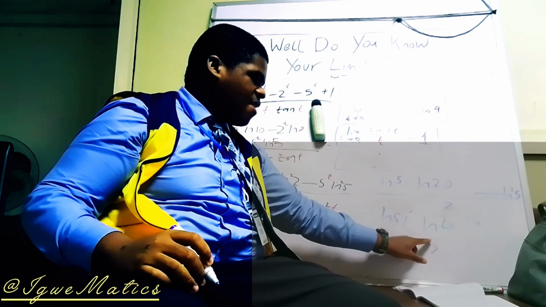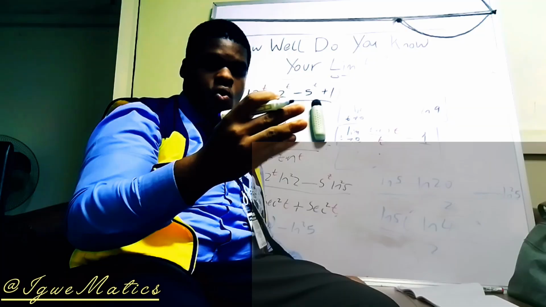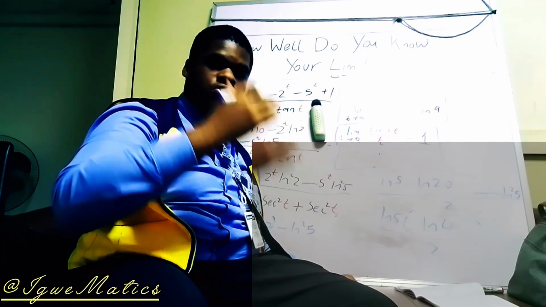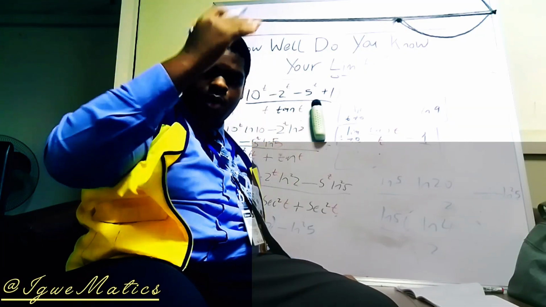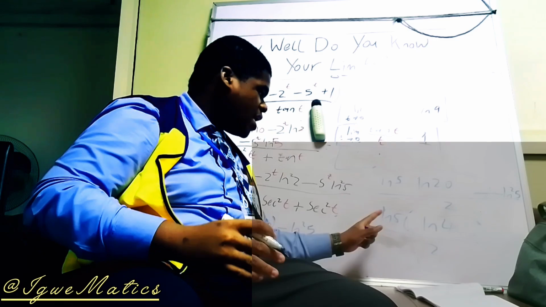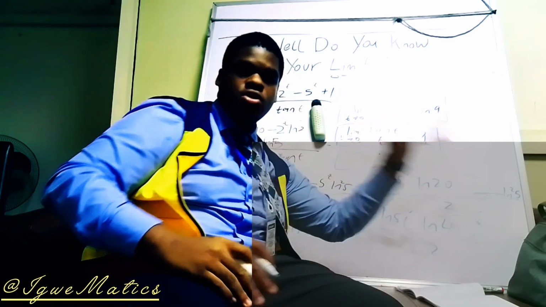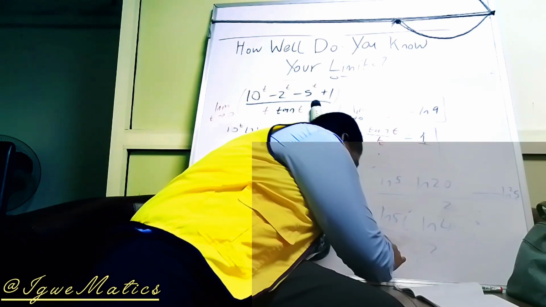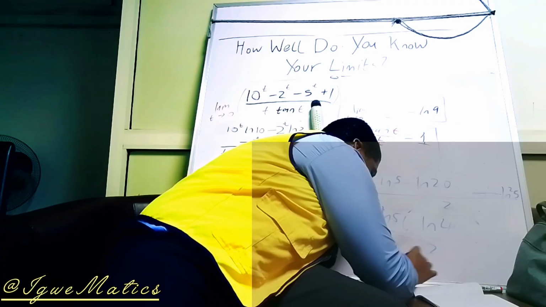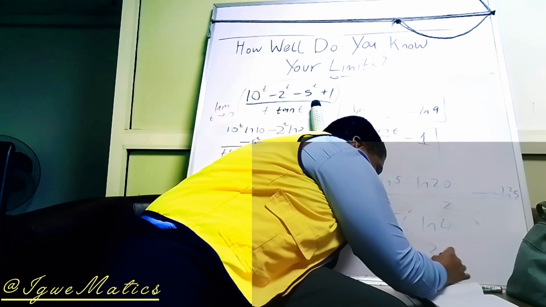And ln 4 divided by 2 is the same as half ln 4. And half ln 4 is the same as ln 4 to the power of half, and 4 to the power of half is the same as 2. So all we're left with is ln 5 times ln 2. So this is also equal to ln 5 times ln 2.